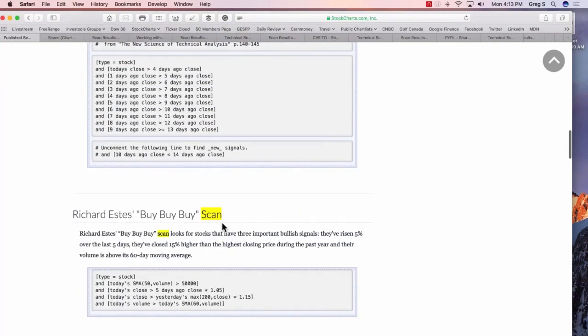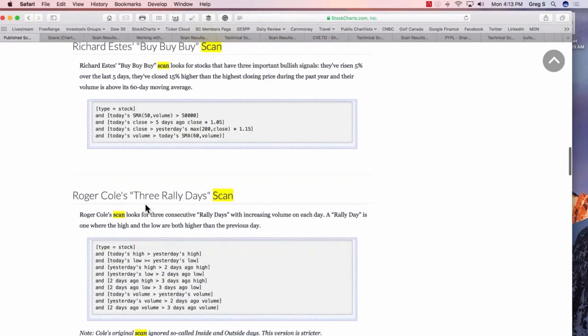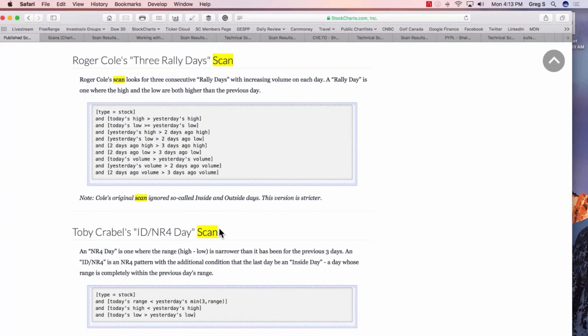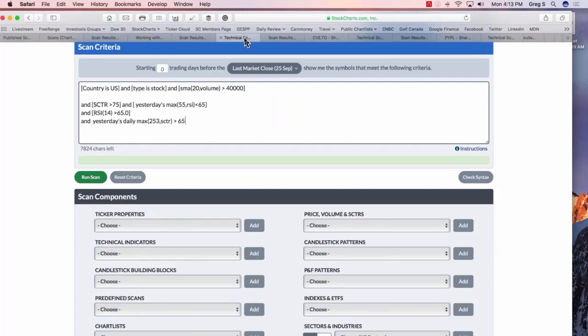Looking at that, and Richard Estes buy scan. All of these are just sitting in here, and all you have to do is go pick them up and run them and see if you like them. So that, I think, is probably one of the more valuable lessons from the scan engine, and how you can take that information and just go grab it.